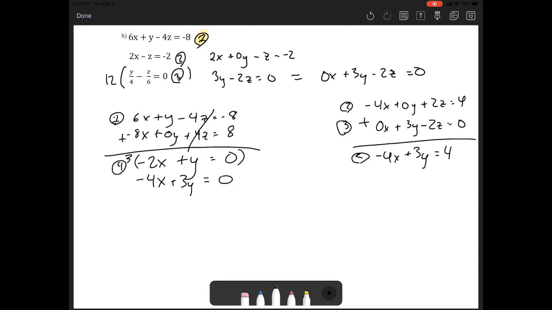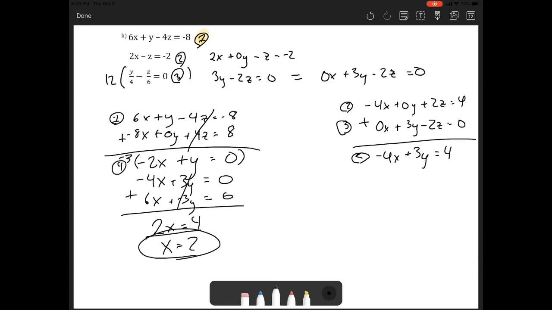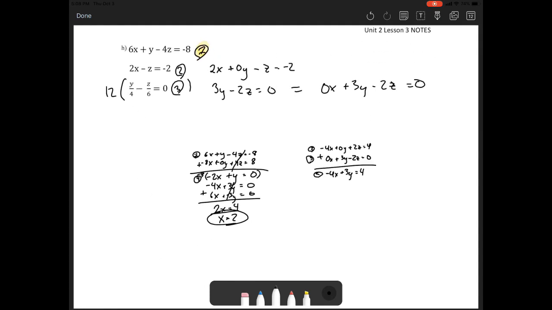I'm going to multiply my top equation by negative 3, so I get 6x plus negative 3y equals 0. Add those together. I'm going to cancel my y's, and I'm going to end up with 2x equals 4, which means my x equals 2. Plug my x into my fourth equation, which is going to be negative 2 times 2 plus y equals 0. So y equals 4.